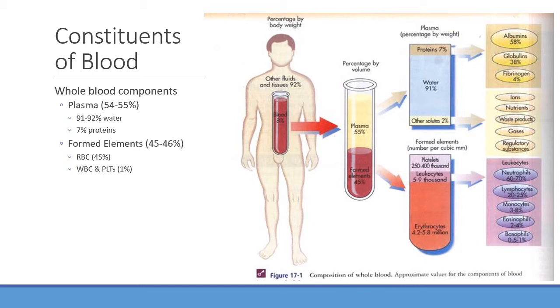And next we had the formed elements, which make up roughly the other 45% or so of the blood. And this is where we're going to have a lot of the cells that comprise the blood.